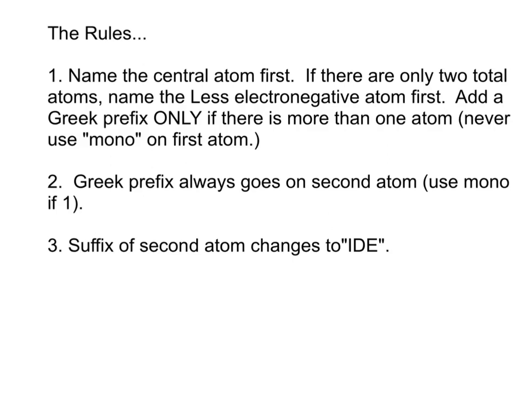Never use mono on the first atom. So again, to emphasize, we should never hear mono on the first atom. You should see mono on the second, though, if that's needed. The second rule is the Greek prefix always goes on the second atom. Use mono if there is 1. So that just reiterates that point. And the suffix of the second atom in covalent compounds would always change to "ide." Unless it's a polyatomic, but we're talking about binary. In a straight-up binary with 2 elements, it's always going to end in "ide."